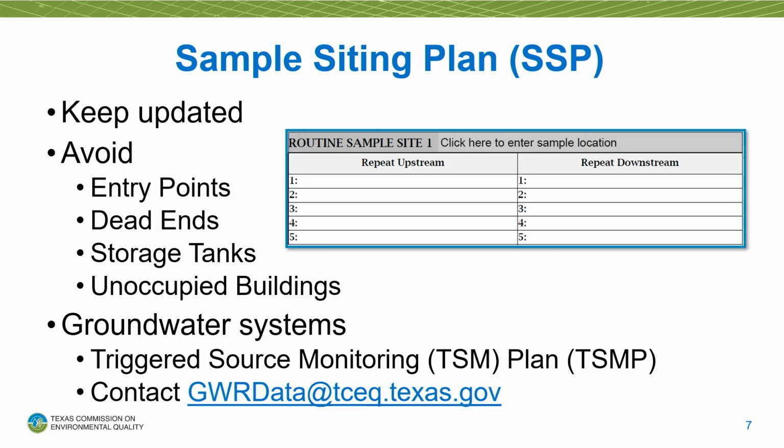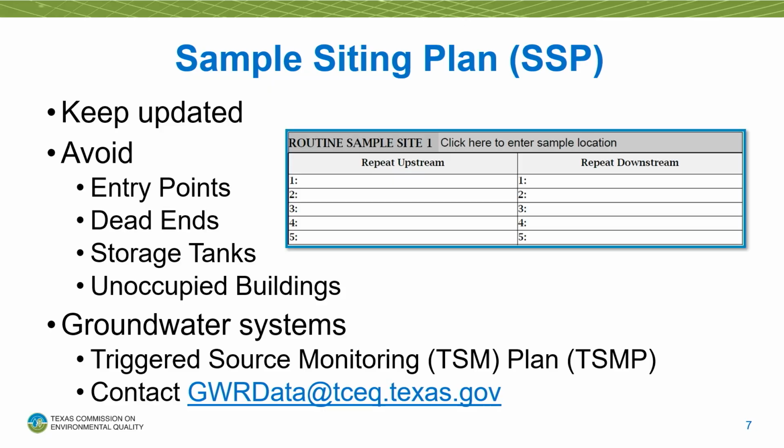So next we're going to talk about your sample siting plan. This is a required document by the TAC, and it is something that you should have on your system on site at all times. It is considered a living document, so you need to update it accordingly. If there's an unfavorable site, why are we sampling there? We should take it off and put a favorable site that is representative of the distribution system.